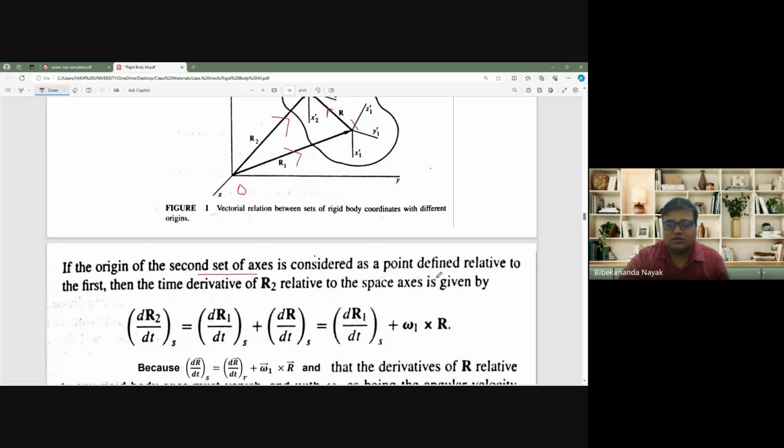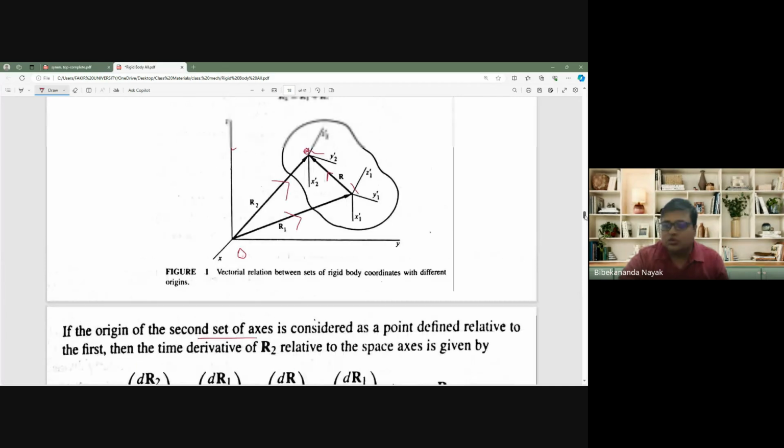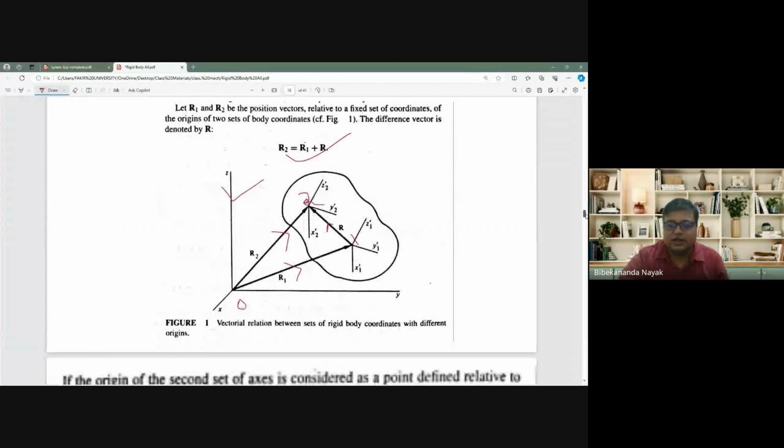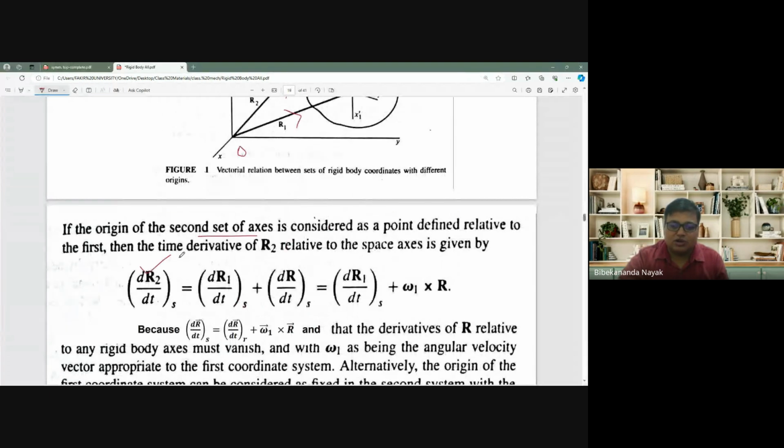Then let's say first we assume that the origin of the second set of axes is a point defined relative to the first, then the derivative of R2 relative to the first set: dR2 by dt. If R2 is equal to R1 plus R, if I take its derivative, then dR2 by dt will be dR1 by dt plus dR by dt, which is equal to dR1 by dt plus omega cross R, because dR by dt is equal to omega cross R, and the derivative of R relative to the body must vanish.